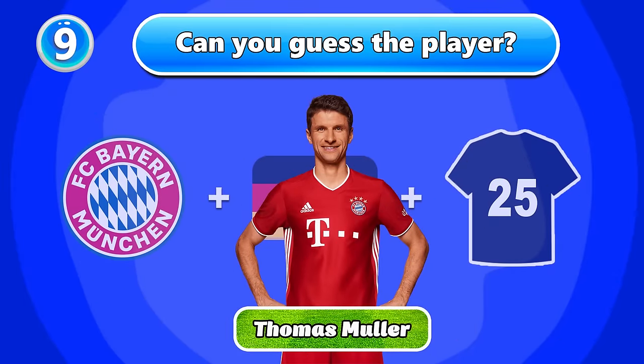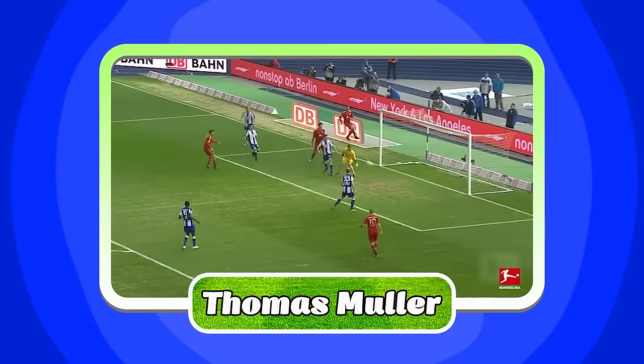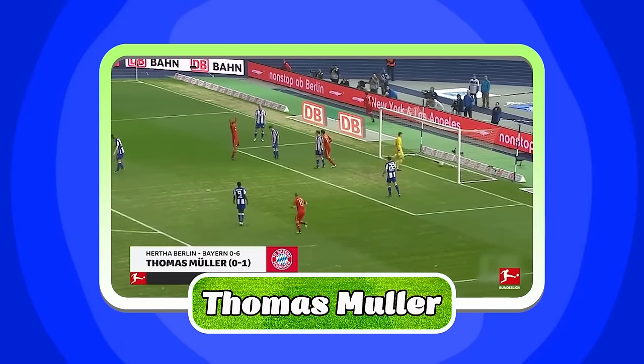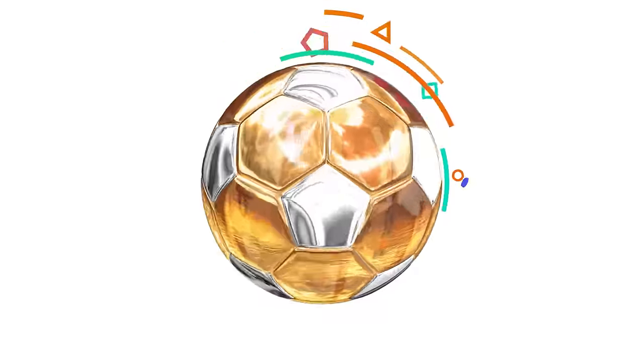Correct! It's Thomas Muller! There's the ball to Muller! It's 1-0! Thomas Muller gets the ball rolling!